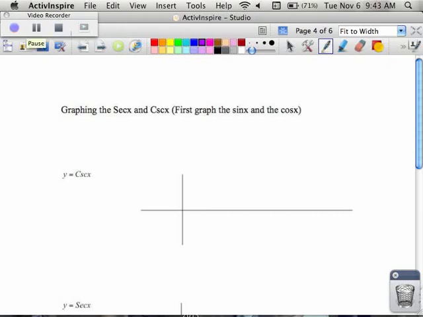All right, I'm going to draw something for you. I'm going to start with the cosecant graph, so let's look at this one first. We know that the cosecant is the reciprocal of sine. It's 1 over the sine of x. So in other words, it's the reciprocal of the sine. Now let me show you why I'm telling you that.